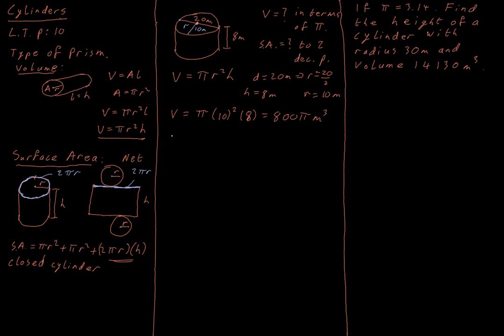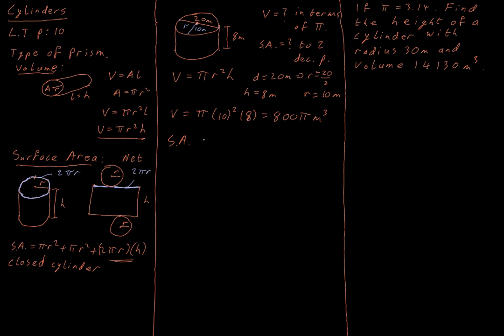So now we can go on to our surface area. And in this case, from the context, it looks like I have a closed cylinder. So I remember then that I'm going to have a circle for the top, a circle for the bottom, and I'm also going to have this rectangle from where I take the curved surface area and fold it out flat.